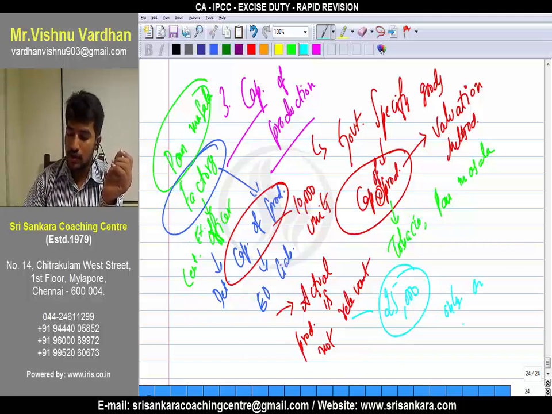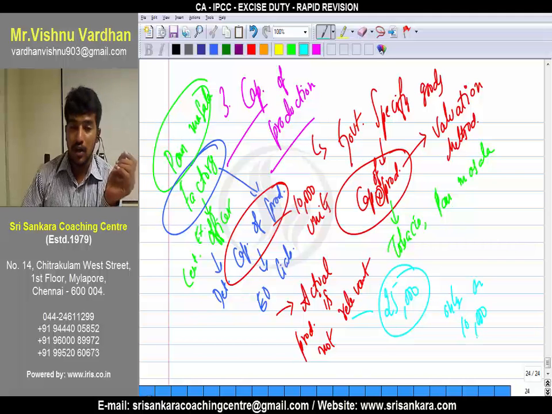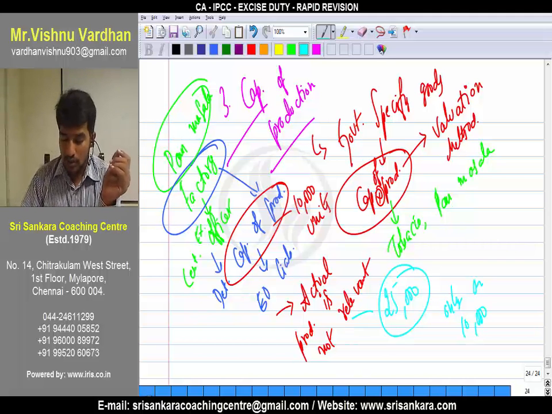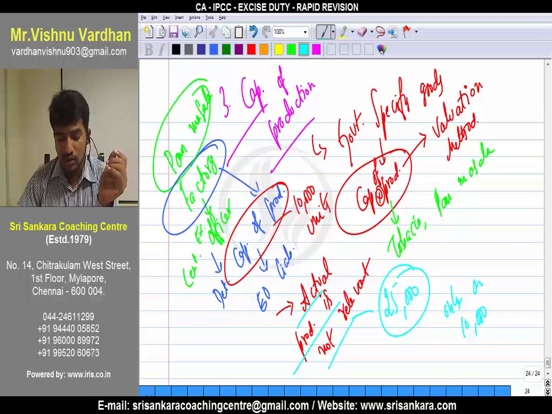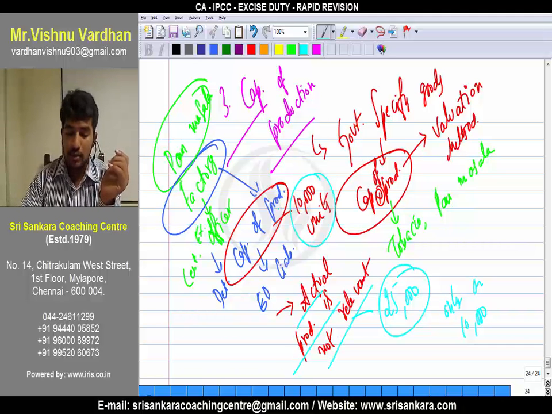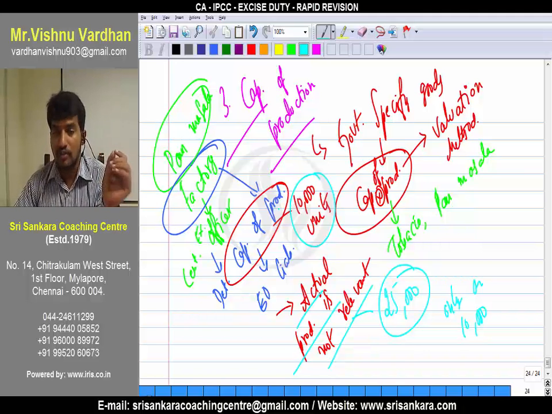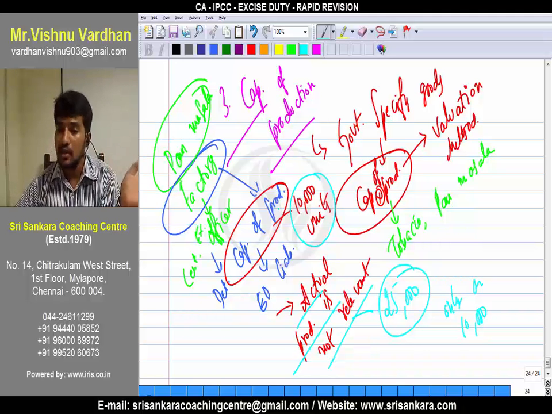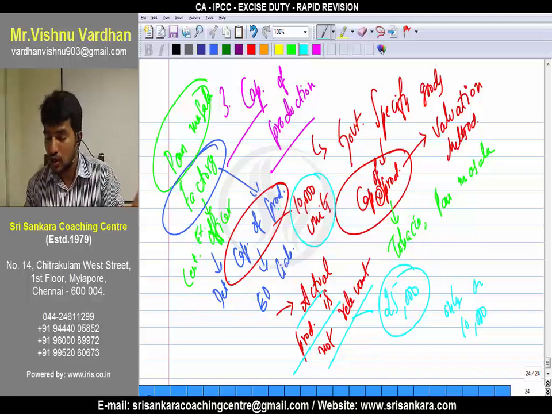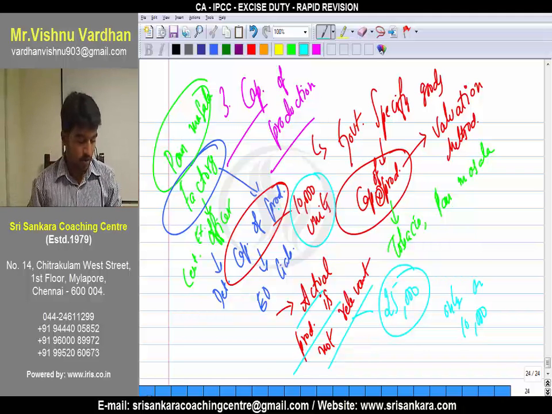Only on 10,000 units. Why? Because actual production is not relevant. Only the capacity of production, which is determined by the central excise department, is relevant, and only on that we will pay excise duty. So actual production is not at all relevant. Clear?